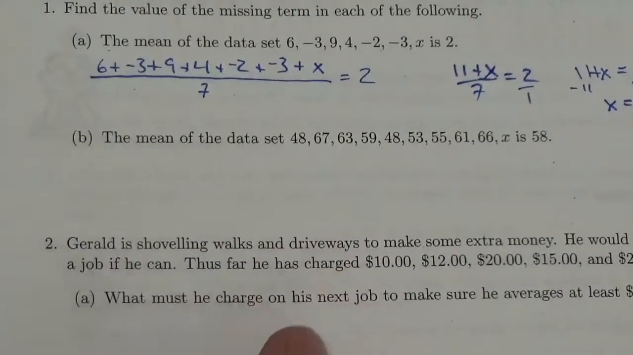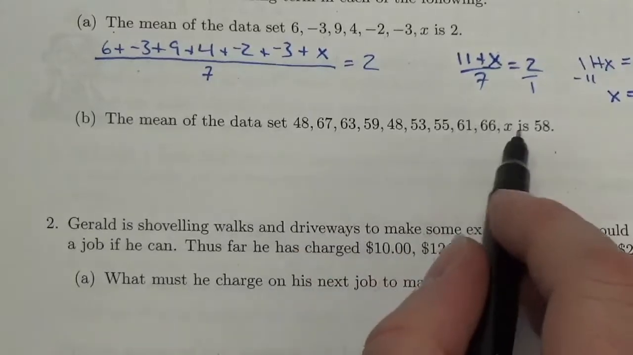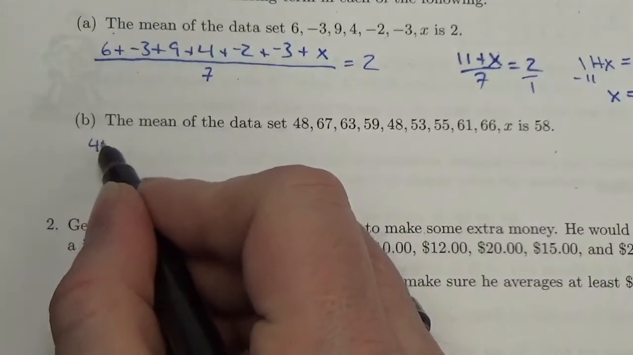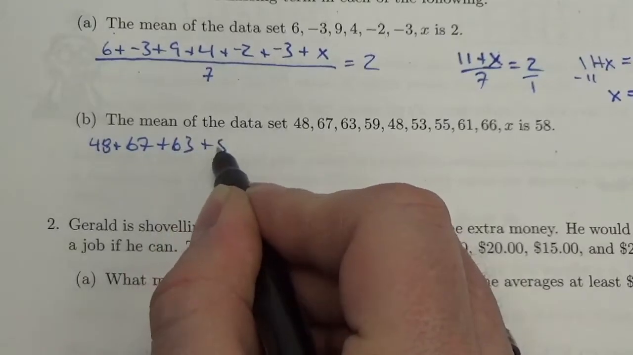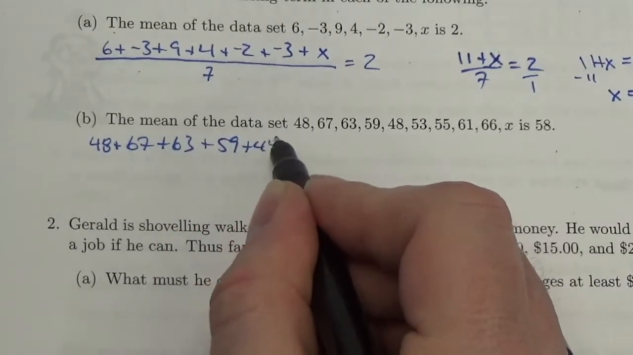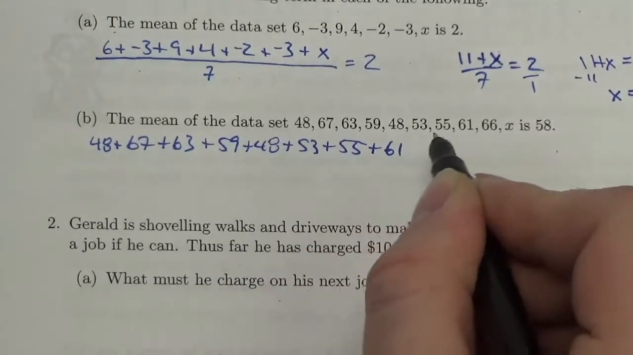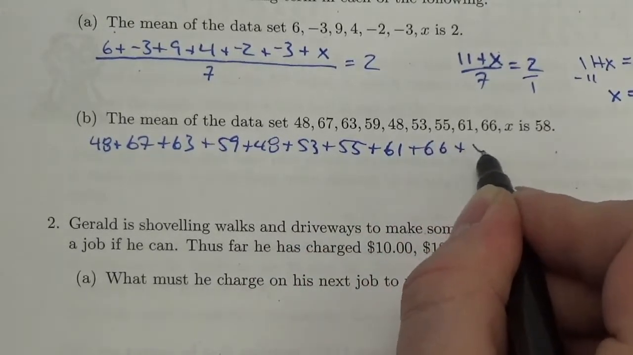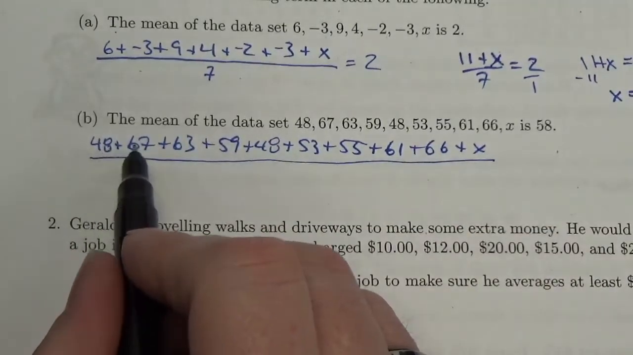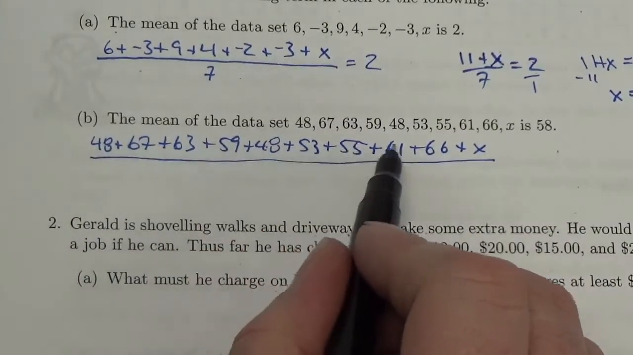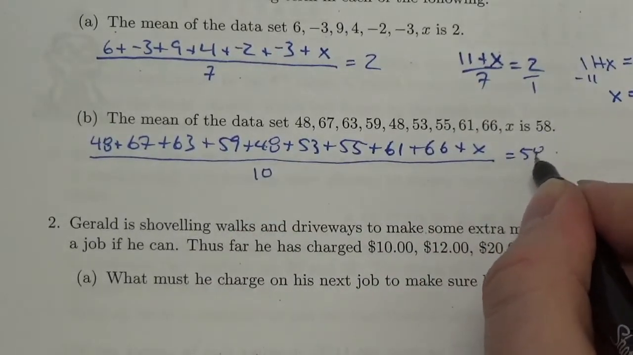Okay, let's look at this one right here. It says the mean of the set of data here is 58. So I'm going to write that out here. So 48 plus 67 plus 63 plus 59 plus 48 plus 53 plus 55 plus 61 plus 66, and then here it is, plus x, all divided by, okay, how many do I have here? 1, 2, 3, 4, 5, 6, 7, 8, 9, 10. Okay, that's nice, 10. Is equal to 58.